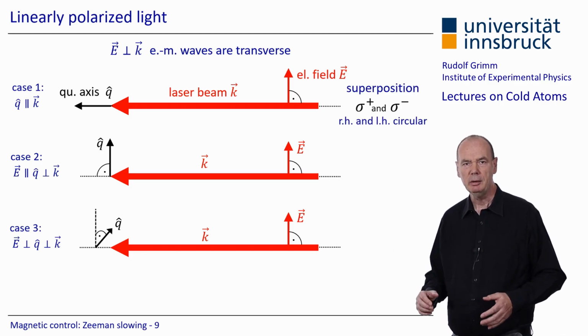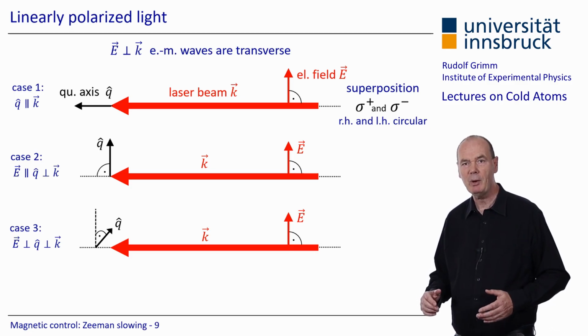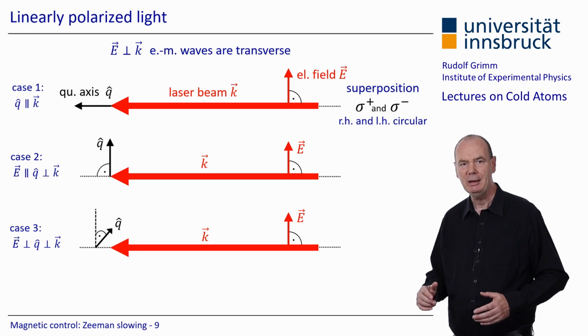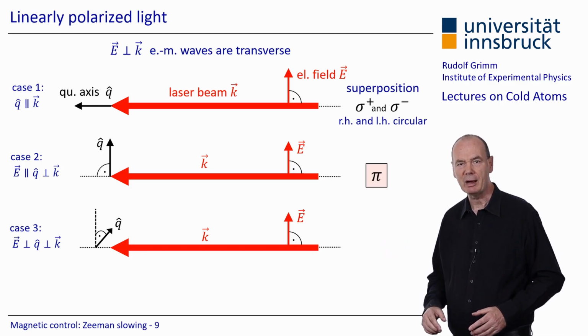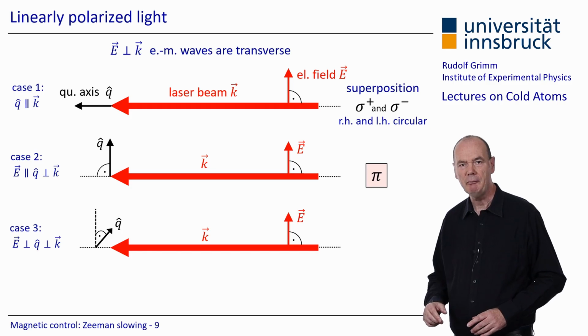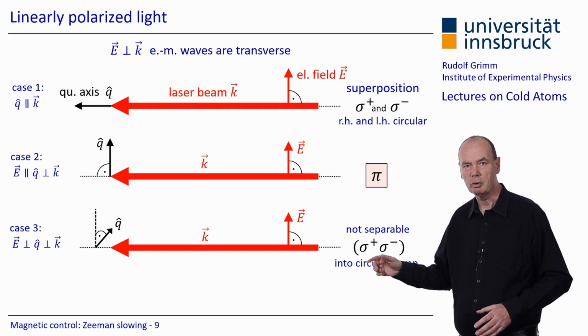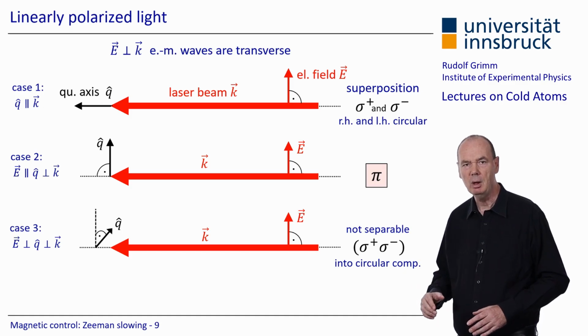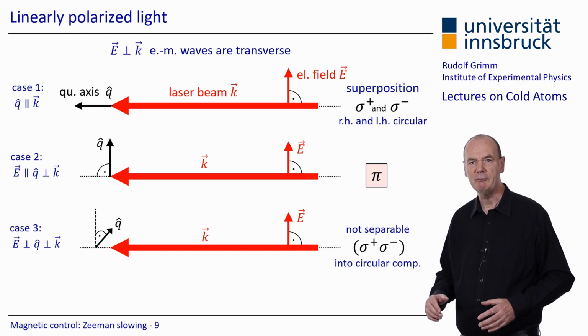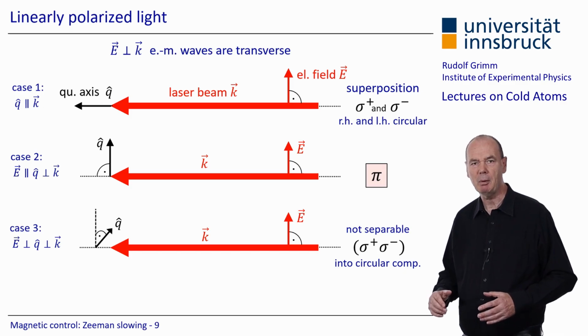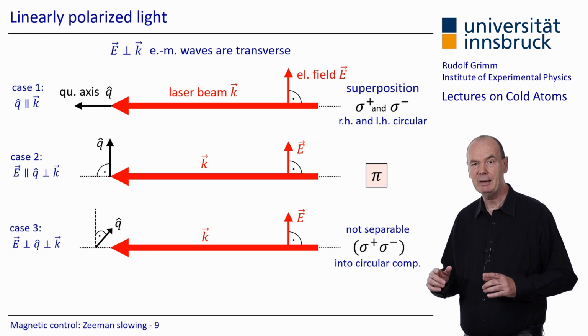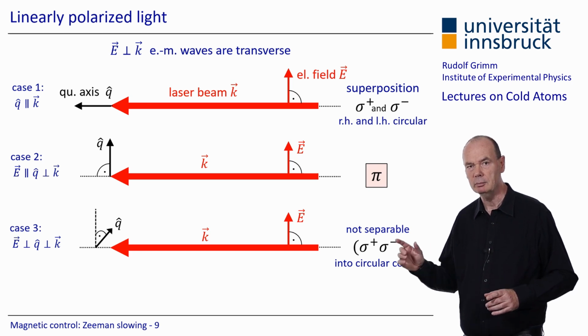In case 1, the linearly polarized wave can be interpreted as a coherent superposition of a sigma plus wave and a sigma minus wave, right-handed and left-handed. In case 2, with the quantization axis parallel to the electric field, we have pure pi light. There is no sigma component. In case 3, with the quantization axis perpendicular to the laser beam and to the electric field, we again have a situation of both sigma plus and sigma minus. But there is a fundamental difference in comparison with case 1.